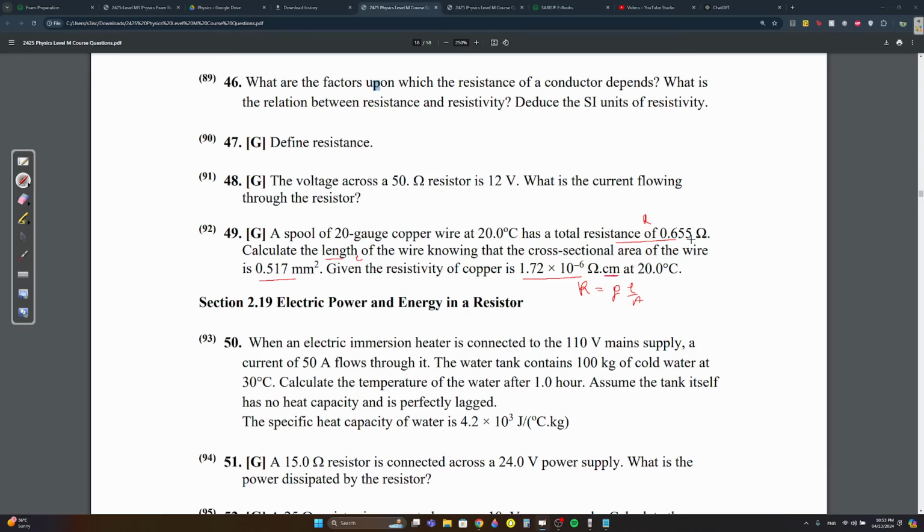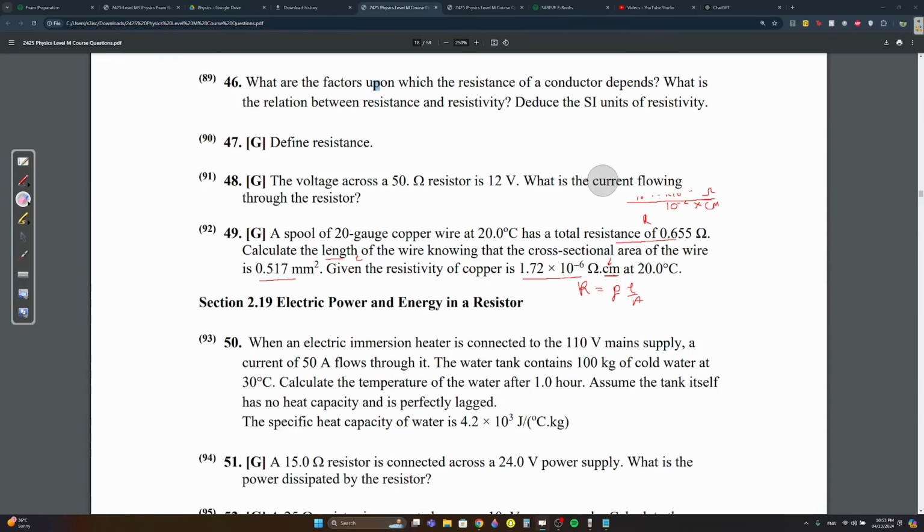If they give it to you in centimeters, here's how you do it. I want you to convert it to meters. But you can't just multiply by 10 to the power of negative 2. The resistivity is 1.72 times 10 to the power of negative 6 ohm per centimeter. To convert to meters, you multiply by 10 to the power of negative 2, but it has to be in the denominator, because centimeter is in the denominator in the unit.